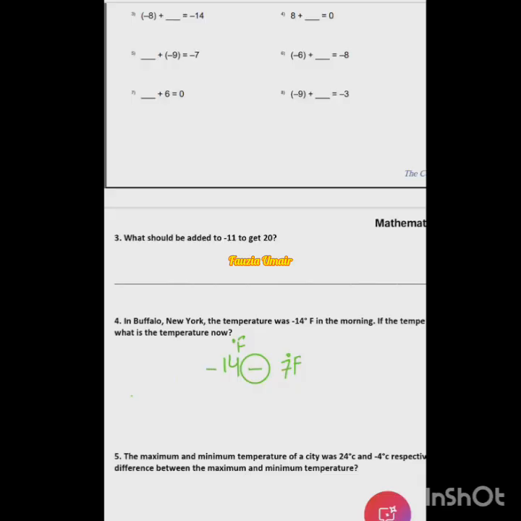Yes, it is less temperature. Okay, so that means our answer is making sense. It's a correct answer, right?